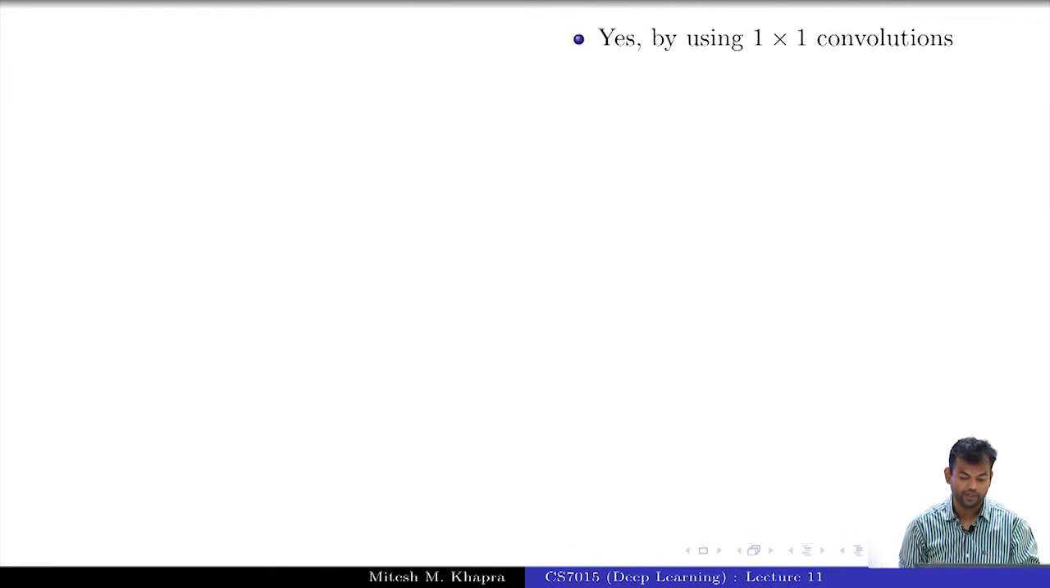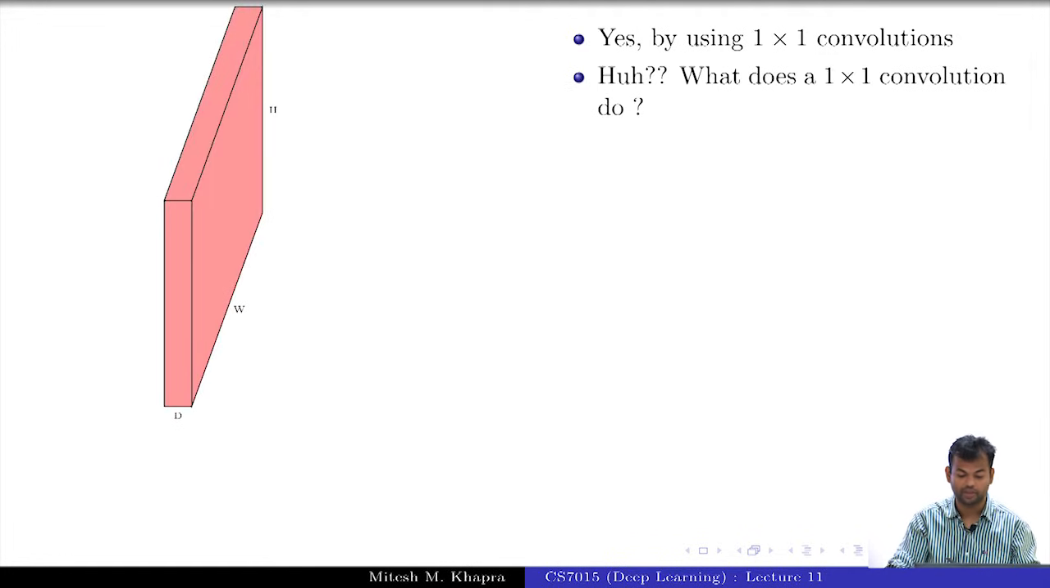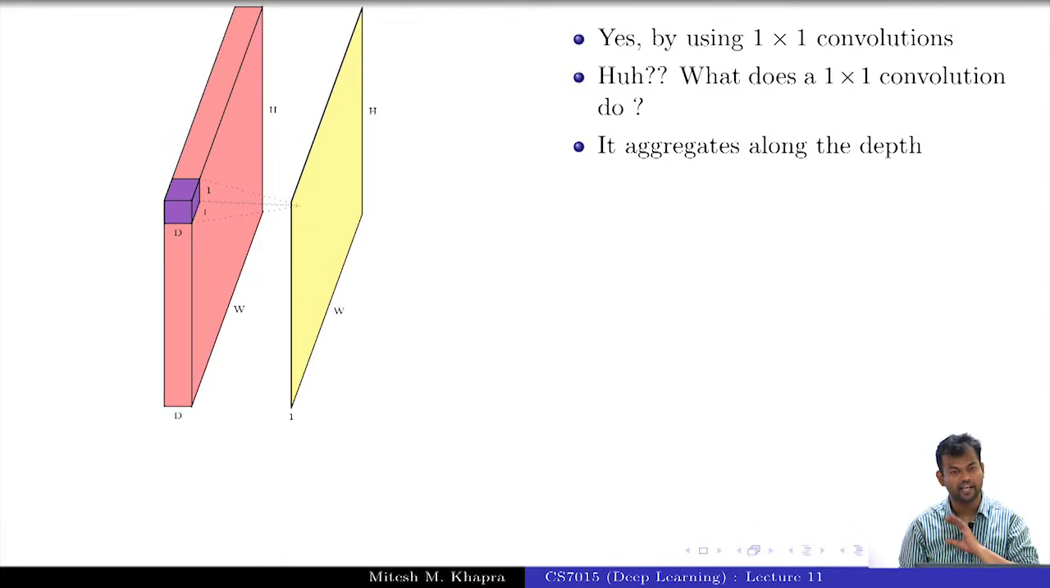So what we do is use 1x1 convolutions. What does a 1x1 convolution do? How does a 1x1 convolution make sense? You have a pixel, and I fit a 1x1 convolution on that, what will I get? I'll get back the pixel along the depth. Remember it's not just 1x1, it's 1x1 cross depth. So what does a 1x1 convolution do? It actually aggregates along the depth.